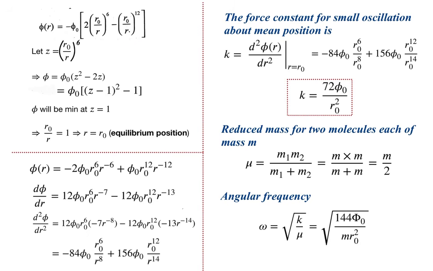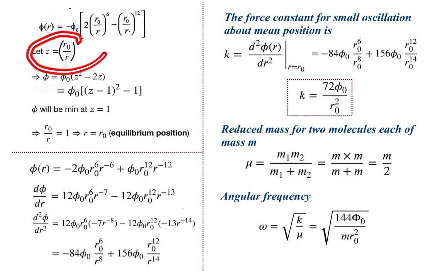We can replace r naught by r to the power 6 by z, so this becomes z square. So we will get phi equal to z square minus 2z, which is basically (z minus 1) whole square minus 1. From here we can see that phi will be minimum if we take this value to be minimum, and this value will be minimum at z equal to 1. So putting z equal to 1, we get the minimum value of phi.